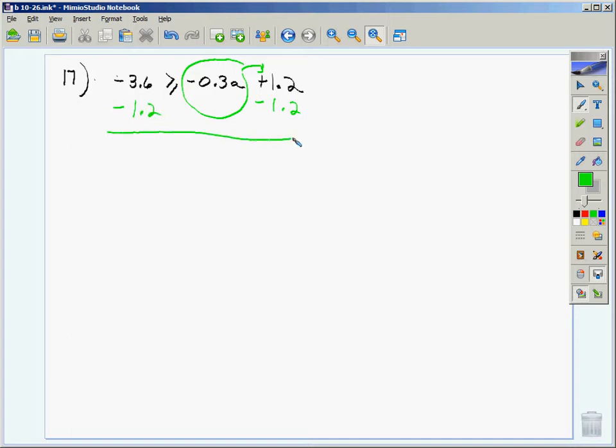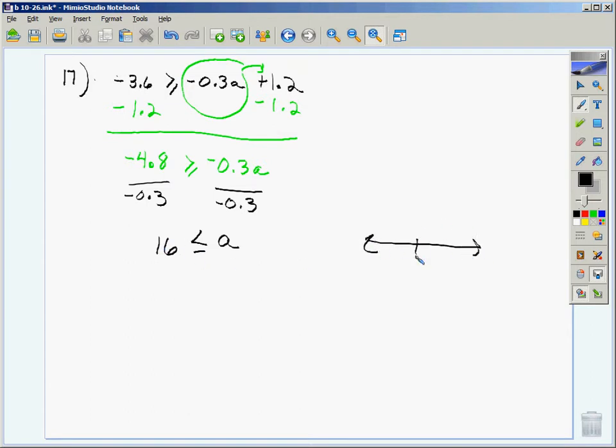The 3.6 and the 1.2 have the same signs, so I add them together. I get negative 4.8 is greater than or equal to negative 0.3a. A is being multiplied by negative 0.3. I divide both sides by negative 0.3. When I divide by a negative, my inequality flips. 0.3 is going to go into 4.8 16 times. So I have a is greater than or equal to 16.